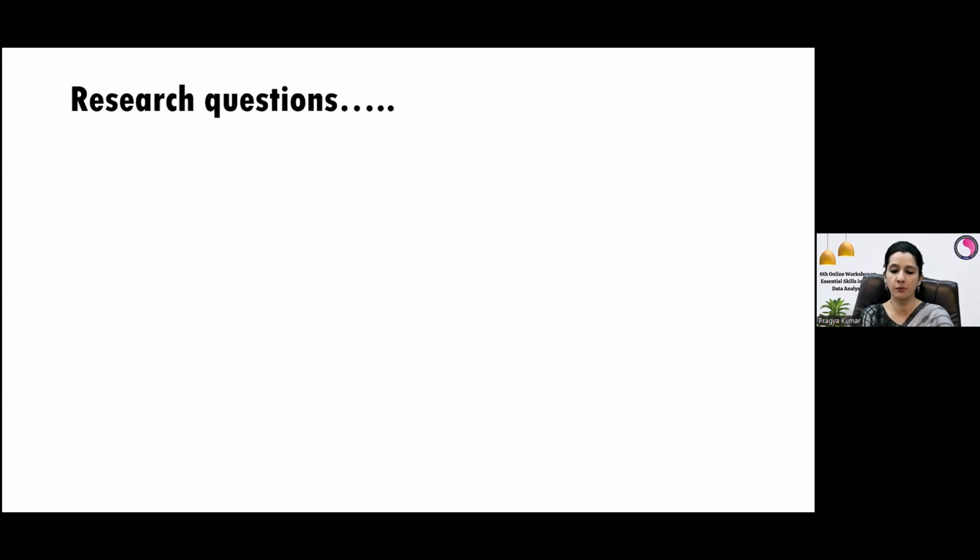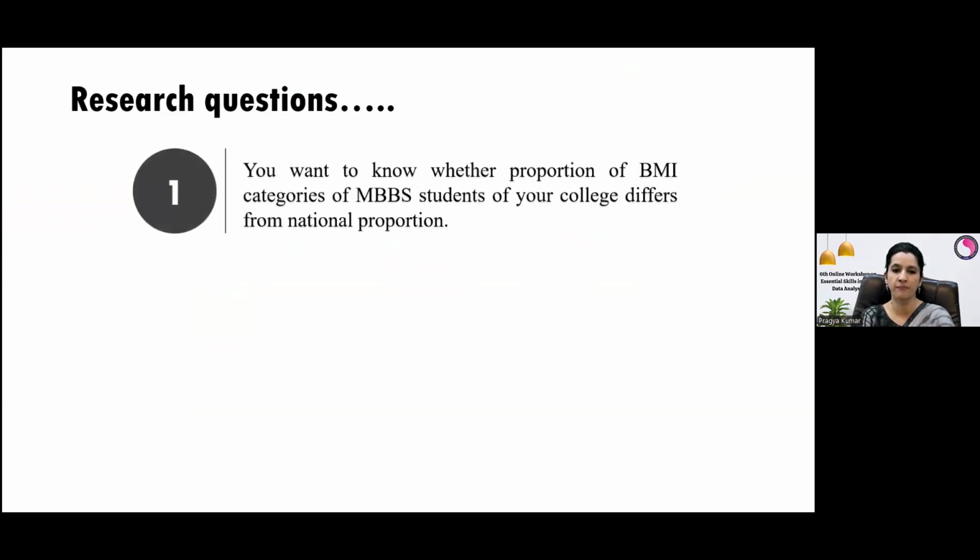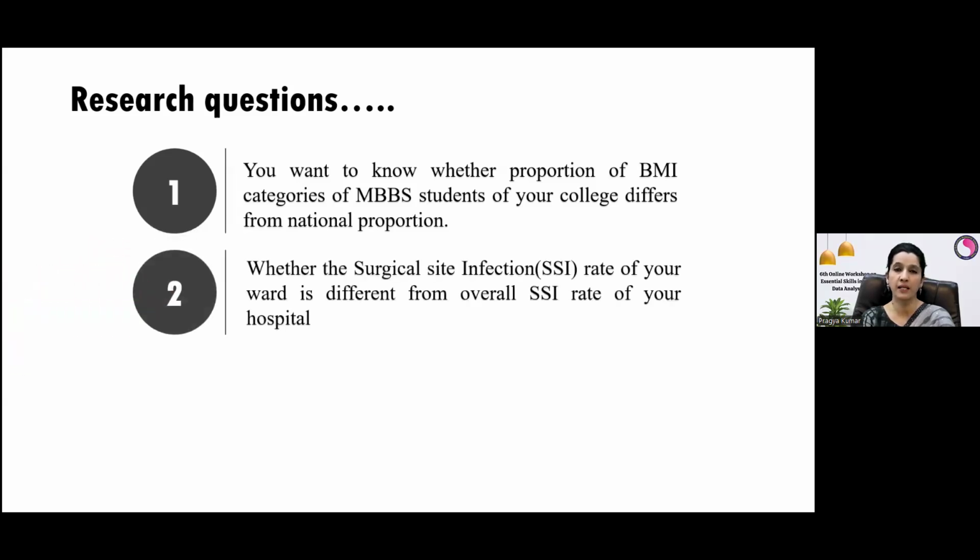So what are the various research questions for which we need this one sample chi-square test? If my research question is whether the proportion of BMI of the MBBS students in my college is different from the national proportion. National means you can take various age groups. So if I know about the proportion of BMI categories, maybe I have defined the categories as obese, overweight, and normal.